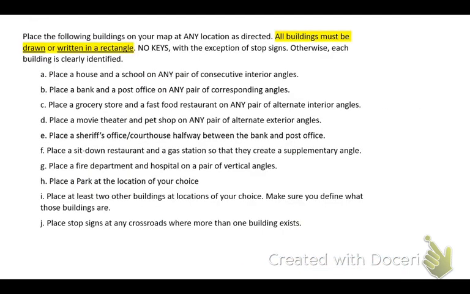So after that, you see this in step 6. So go ahead and look at step 6. It's at the hole punch and then down. Place the following buildings on your map at any location as directed. All buildings must be drawn or written as a rectangle. Go ahead and highlight that. So all buildings must be drawn or written as a rectangle.